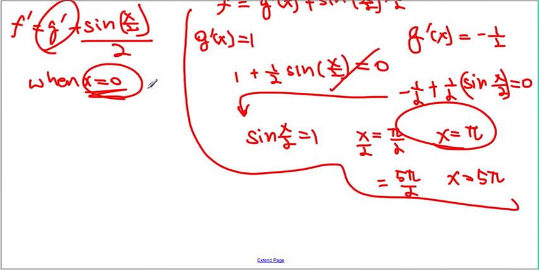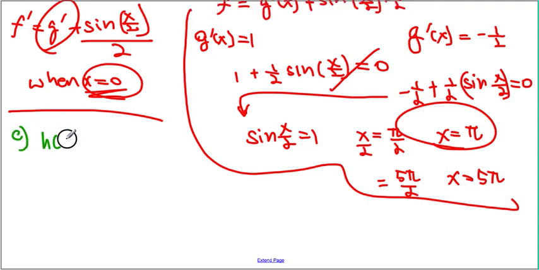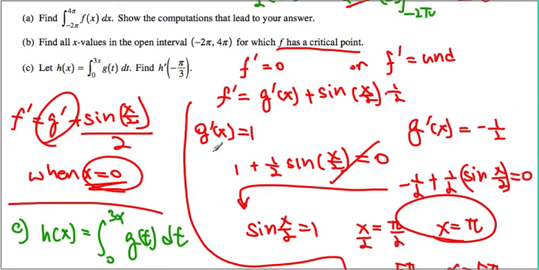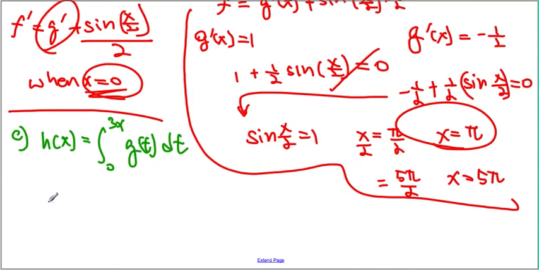Part C. h of x is equal to the integral from 0 to 3x of g of t dt. I believe that's the expression here. What is h prime of x? h prime of x is simply g of 3x multiplied by the derivative of that, which is equal to 3.